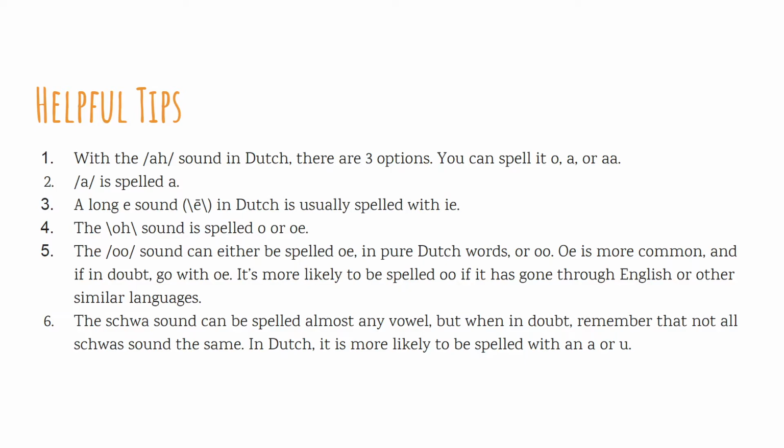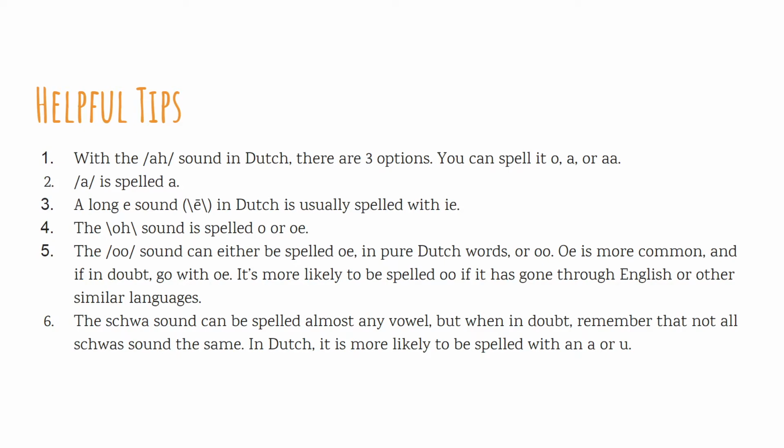Next we have the OO sound. The OO sound can be spelled either OE or OO. OE is more common in Dutch as a spelling, so when you're in doubt, just go with OE. But it's likely to be spelled OO if it has gone through other languages in the past, not just Dutch.